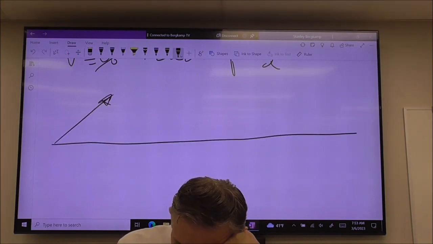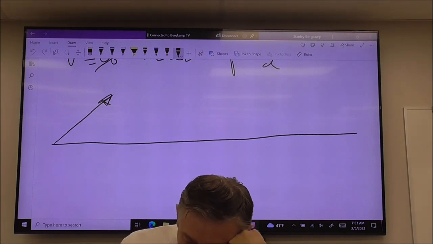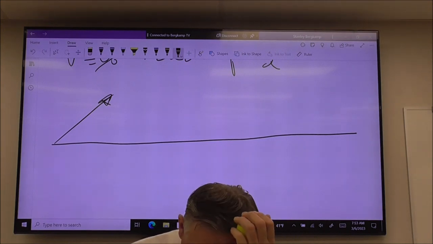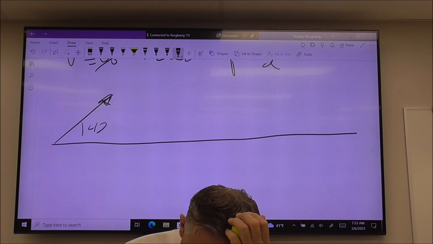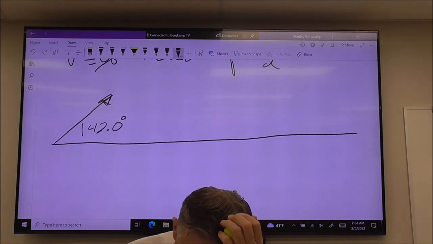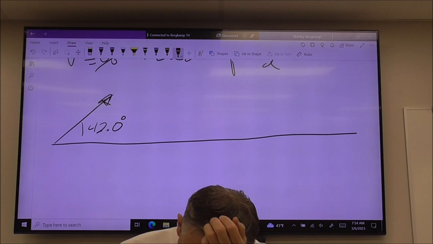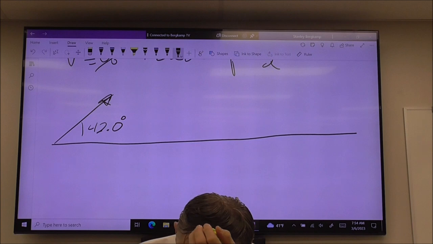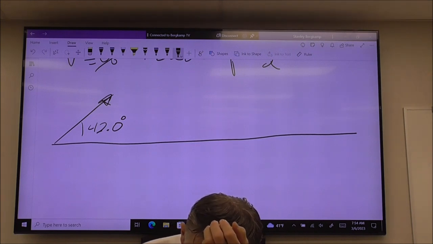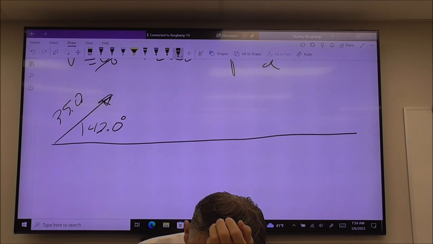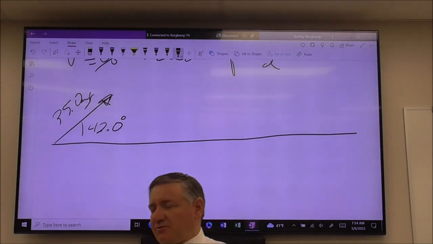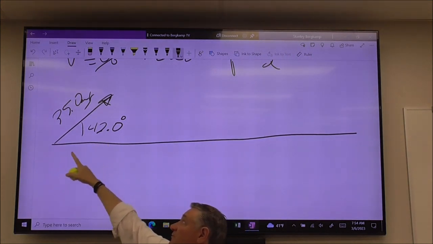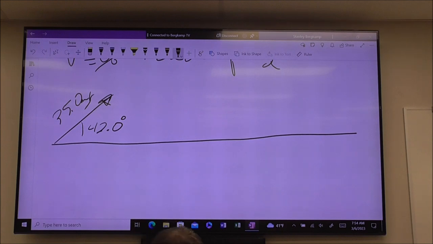a softball. Carson, pick a number between 20 and 60. 42. What'd you say? 42. Okay. So we're going to hit a softball at 42 degrees. Bailey, pick a number between 20 and 40. 35. At 35 meters per second. Okay? So here's the story. We're going to launch a softball at 42 degrees with a velocity of 35.0 meters per second.